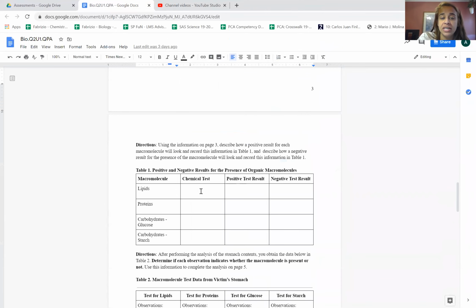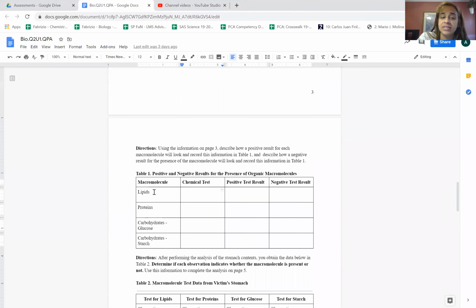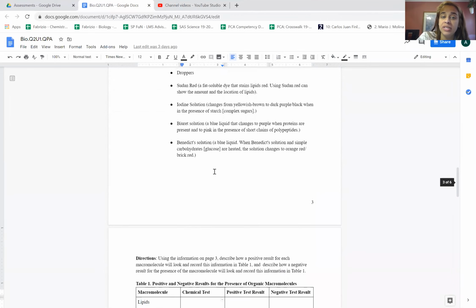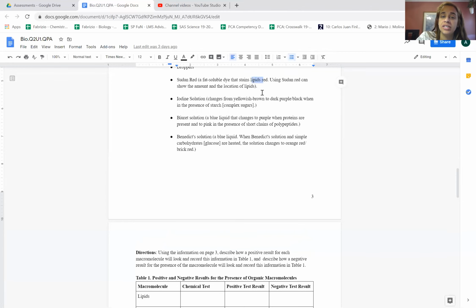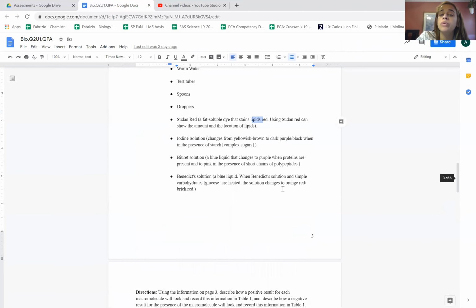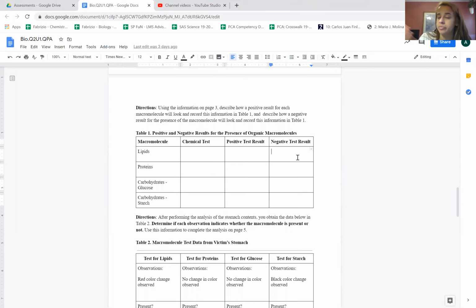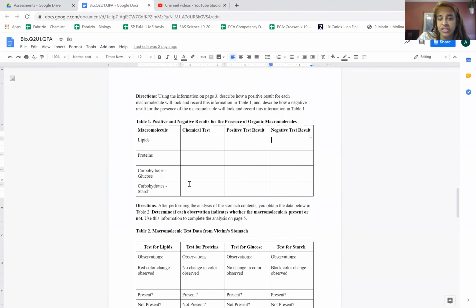So first you need to tell me what chemical test goes with which macromolecule. You should know this based on your last mini QPA, or just right here it tells you. Like it'll say Sudan red, it goes with lipids. And then you're telling me what a positive test result is. So what would we expect if lipids are present in this man's stomach contents? We would see that there is a dye that is red and shows the amount and location of lipids. And the negative result would be there would be no change. And then do that for each of these.